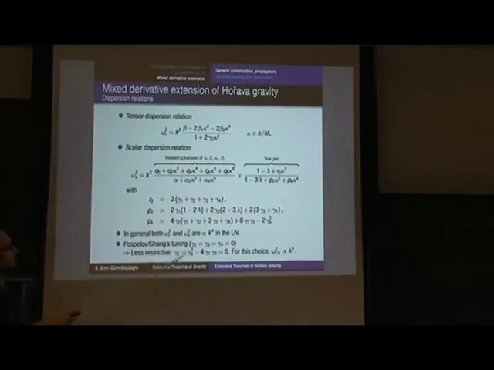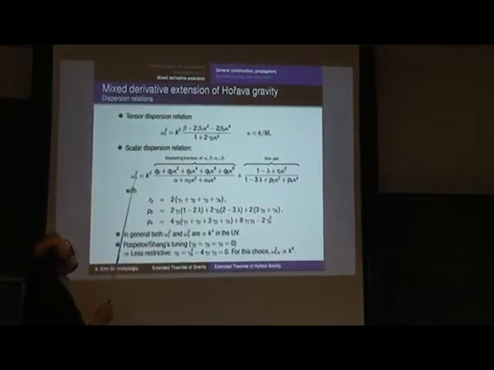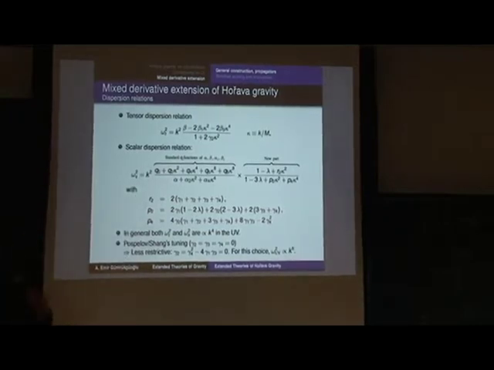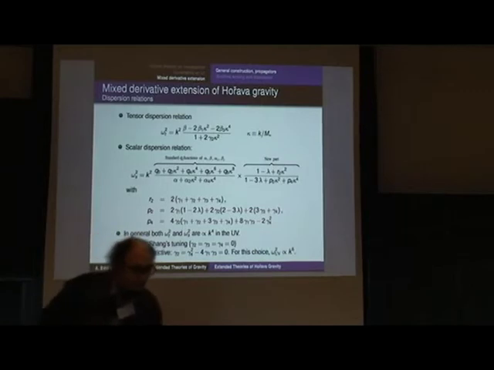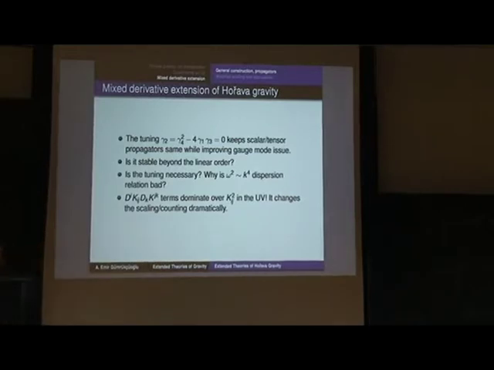And you can actually do a less restricted tuning if you want to do the same thing. Instead of fixing 3 parameters, you can fix 2 parameters. And once you do this type of tuning, you can end up with tensor and scalar modes that have 6th order dispersion relations, but the vector mode has a modified dispersion relation. This is kind of a generalization of the tuning they had. It keeps the scalar and tensor propagators the way we know, but improves the gauge mode loops issue. But this is a tuning that you do at linear order, so you don't really know whether it's radiatively stable beyond that.